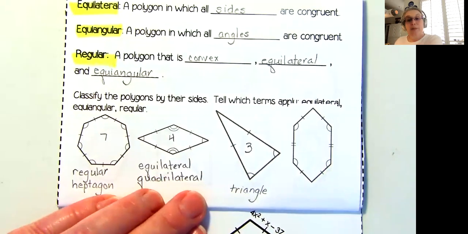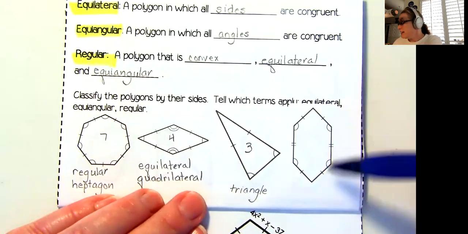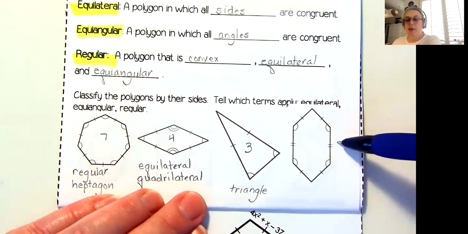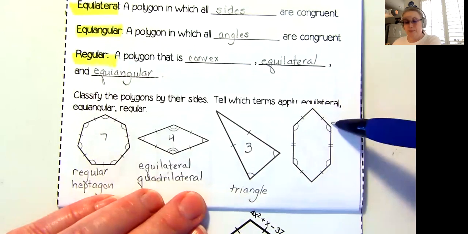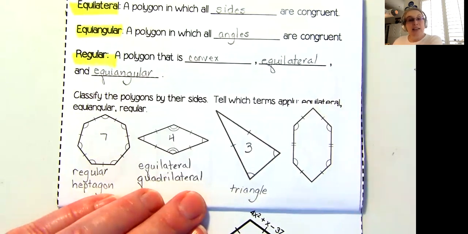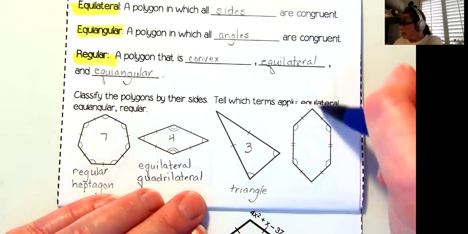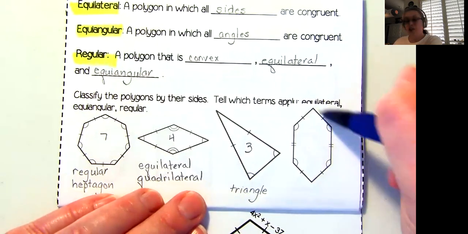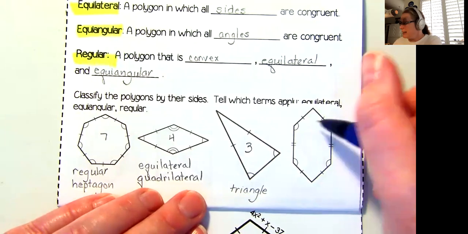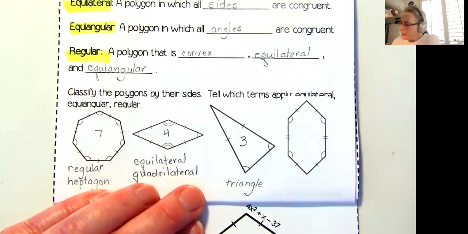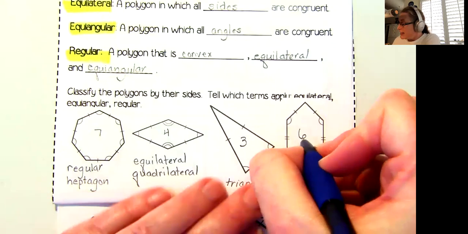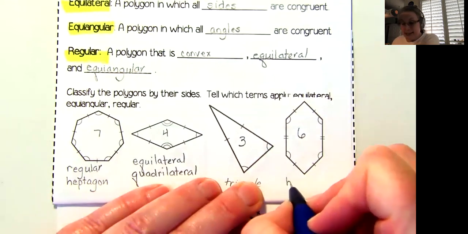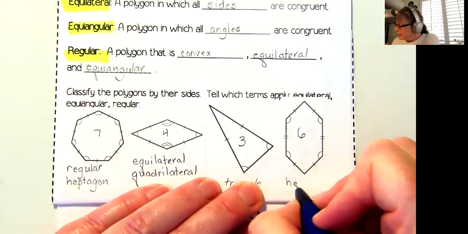Then the very last one is not equilateral because these two sides have 2 tick marks while the others all have 1. It also is not equiangular because these here don't have any swishes, so they're not congruent with anything, at least these other 4. So this is a six-sided figure, and we just call that a hexagon.